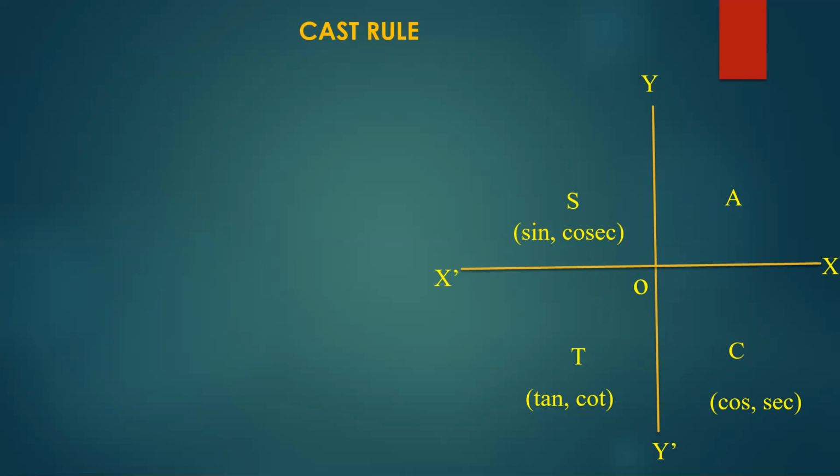Okay, let's look at the example. I have to find sine 570 degree using the cast rule. The first step is that, as I told you, 570 degree can be expressed in the form 90 degree times 6 plus 30 degree.